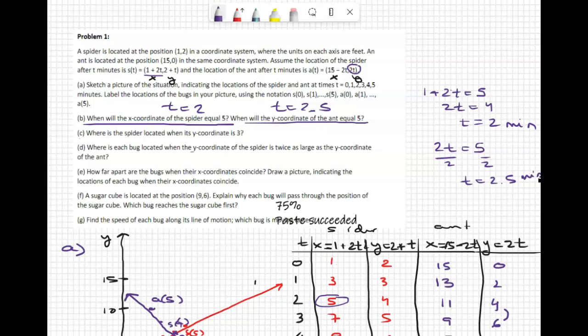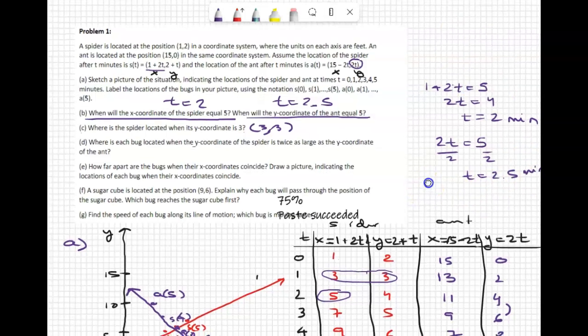Where is the spider located when its y-coordinate is 3? Okay, we can look at the table. So the y-coordinate of the spider is 3, and the x-coordinate is 3. That happens when t equals 1. Okay, so where is the spider located? At 3, 3. Part D. Where is each bug located when the y-coordinate of the spider is twice as large as the y-coordinate of the ant? Let's see if we can figure it out from the table.